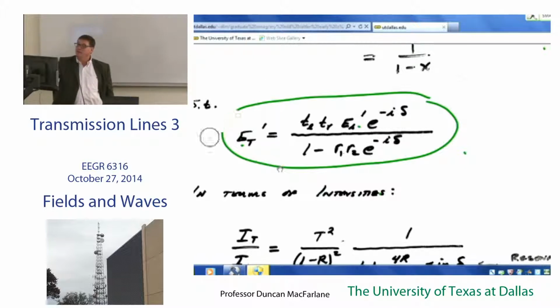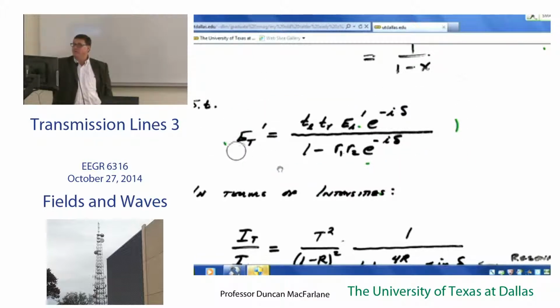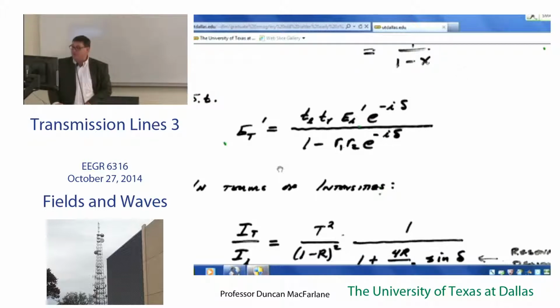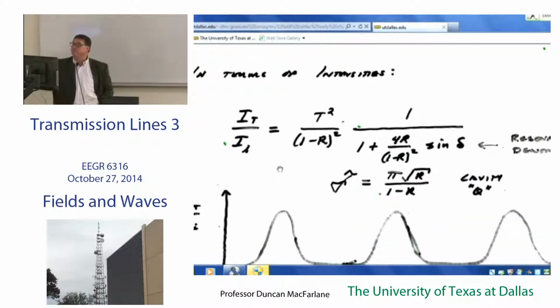If I multiply through by the complex conjugate and come up with the intensities, I have an intensity transmitted over an intensity input. The factor in front is t squared over 1 minus r squared. And then this parameter here is 1 over 1 plus 4r over 1 plus r squared. And then here's my phase term, whether or not I'm adding constructively or destructively. And so this is my resonance denominator.